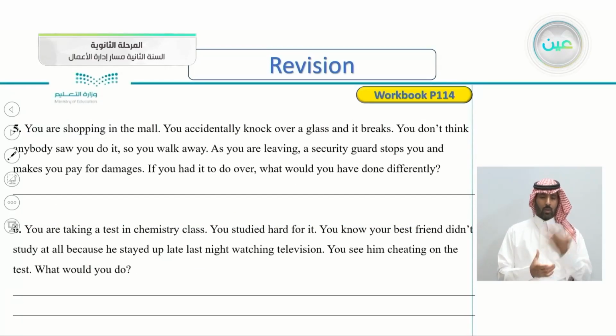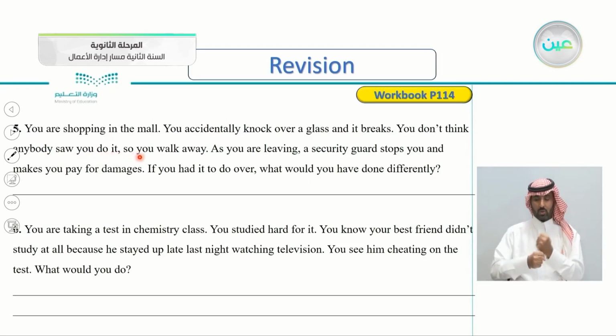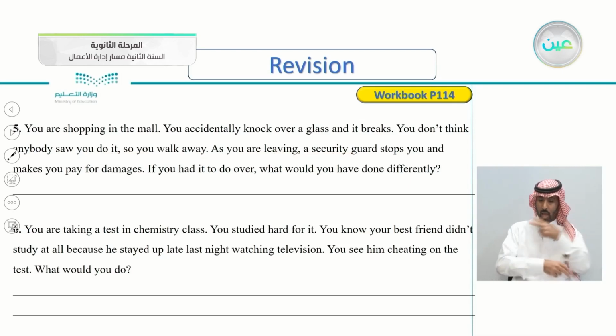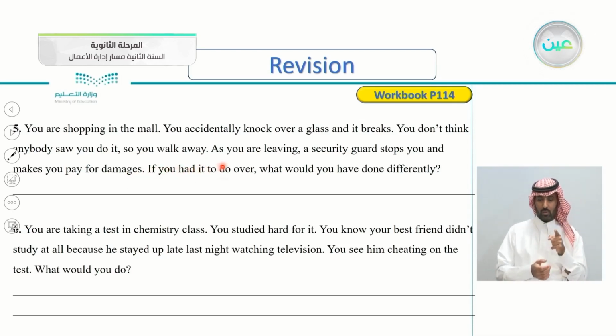Number 5, you are shopping in the mall. You accidentally knock over a glass and it breaks. You don't think anybody saw you do it, so you walk away. As you are leaving, a security guard stops you and makes you pay for the damages. If you had it to do over, what would you have done differently?